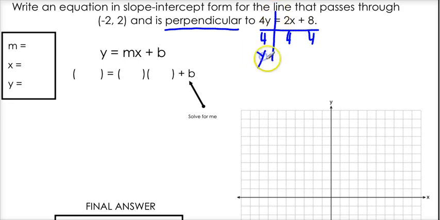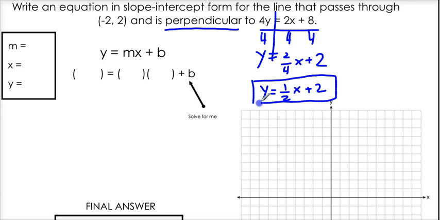When we do that, we get y is equal to 2/4 x plus 8 divided by 4 is 2. 2/4 can be reduced, so let's reduce fractions where we can, and we get y equals 1/2 x plus 2. And that is our line. Okay? Well, now we can find the slope of that, and it's just 1/2.